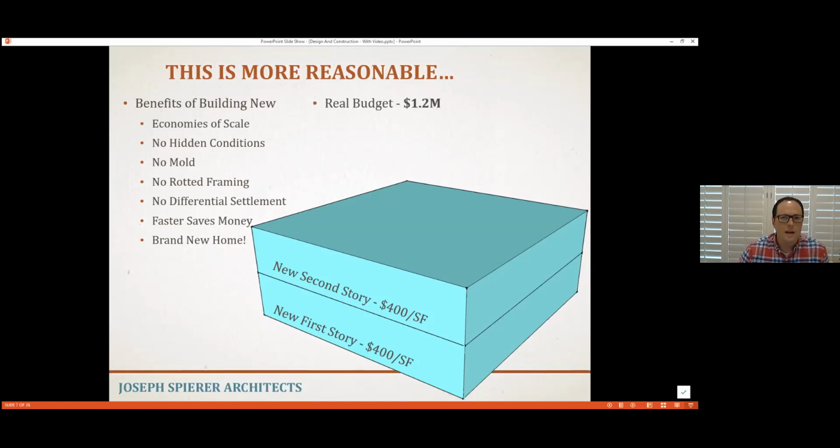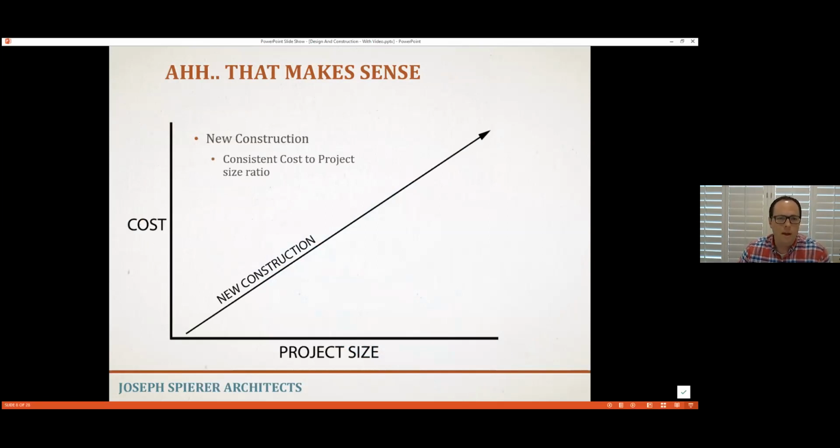So why is that? Why does it happen that way? The reality is, the way that we think of new construction is much different than the way we think about doing an addition or a remodel. This is a very simple graph, and it's very simple for new construction. The larger the project, the more it costs. Again, the larger the project, the more it costs. It's very, very easy, very simple.